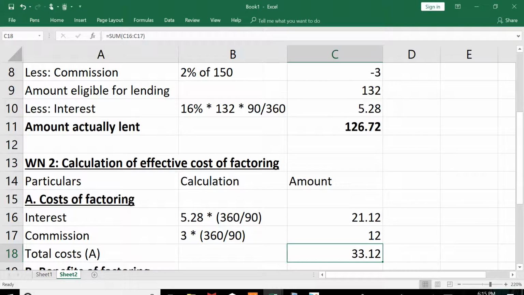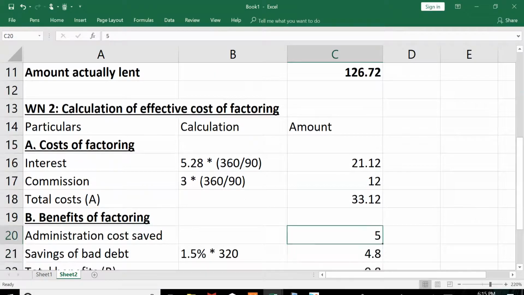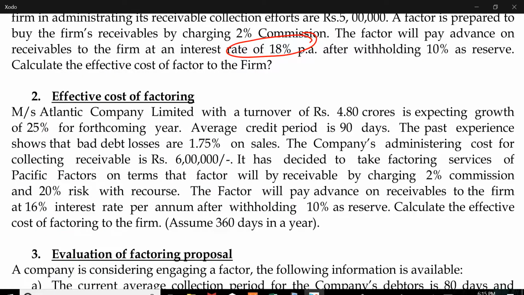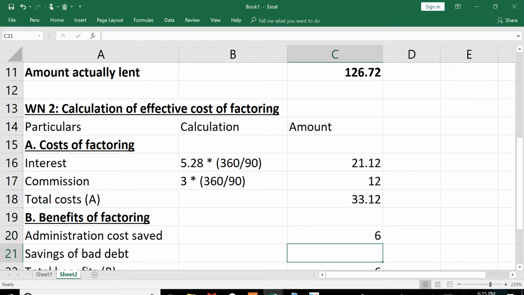Then comes the benefits of factoring. Again, two benefits: administration cost saved and bad debt saved. What's the administration cost today? 6 lakhs. So I'm going to save that. Admin cost saved is 6 lakhs.